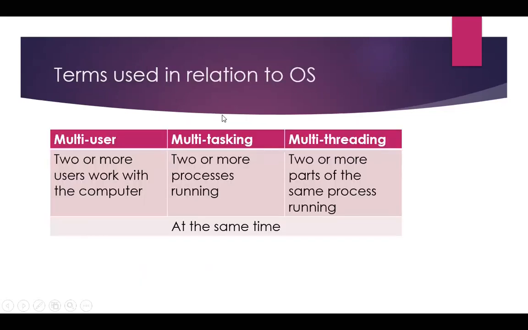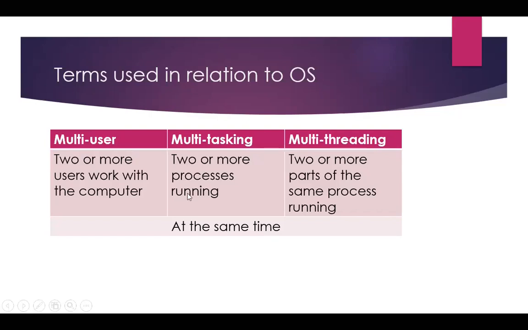So there are few terms which are related to operating system. A computer operating system or a computer system can be multi-user. By multi-user, we mean that two or more users work with the computer at the same time. It may be multitasking, that is, two or more processes are running at the same time. And the third term is multi-threading. Multi-threading means two or more parts of the same process are running at the same time.